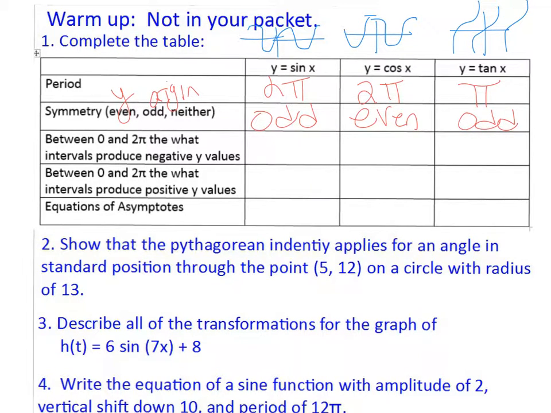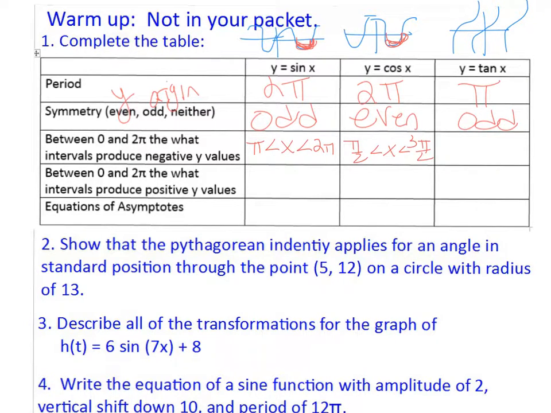Between 0 and 2 pi, what are the intervals that produce negative y values? For sine, that is this little piece here, and that is between pi and 2 pi. So pi is less than x is less than 2 pi. For cosine, that would be this piece here, and that's between pi over 2 and 3 pi over 2. So that's from pi over 2 is less than x is less than 3 pi over 2.